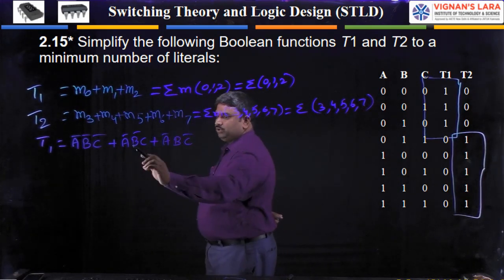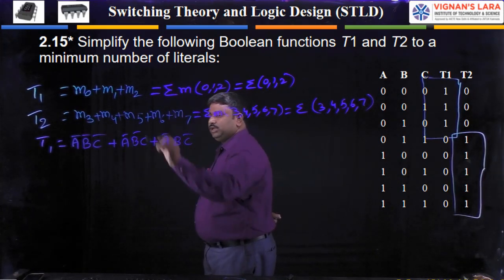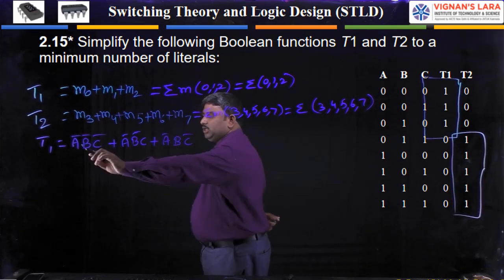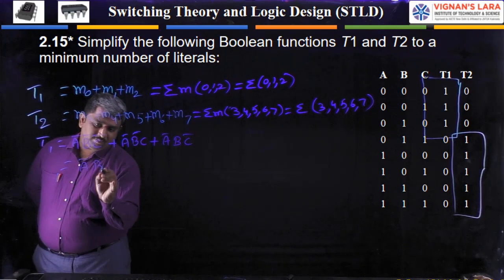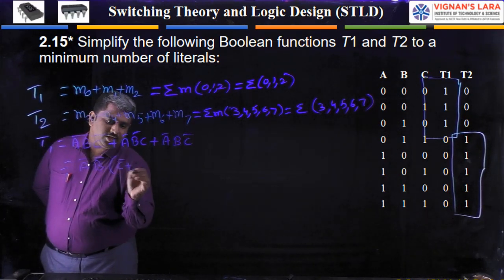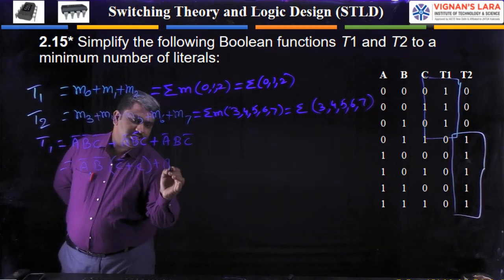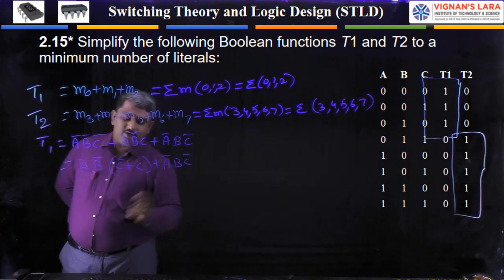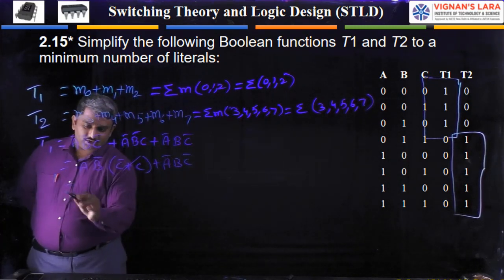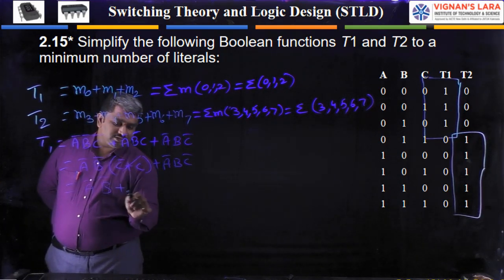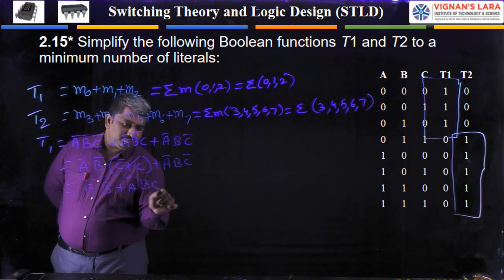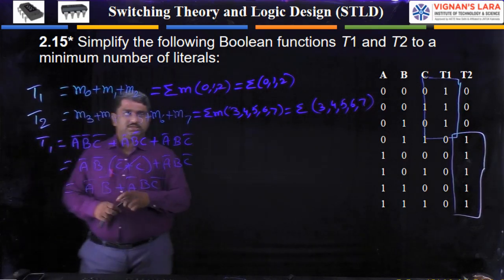From these two, is there any chance to take common? Here A bar B bar C, right? In this we can take the common A bar B bar and the remaining value C bar plus C. Next this is A bar B C bar. So finally you get A bar B bar plus A bar B C bar. So this is the function.